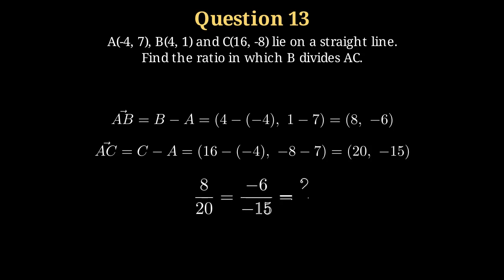Now compare the two vectors component by component. 8 over 20 simplifies to 2/5, and negative 6 over negative 15 also simplifies to 2/5. They match, which confirms the points really are in a line. So vector AB is exactly 2/5 of vector AC. In other words, B sits 2/5 of the way along from A to C.